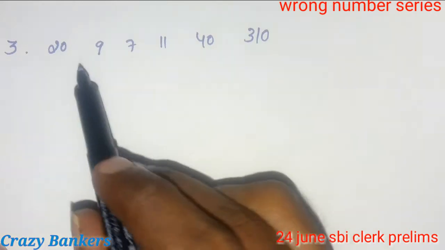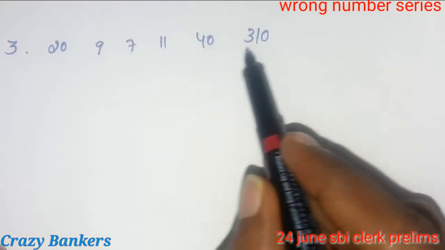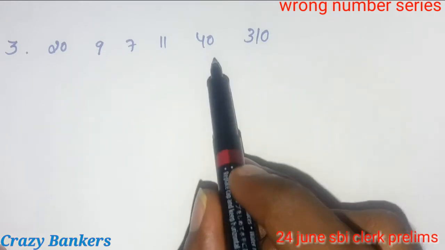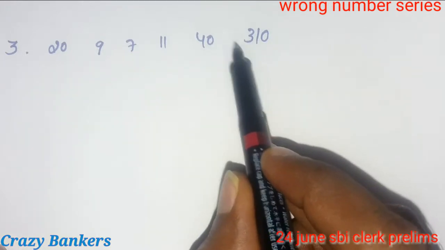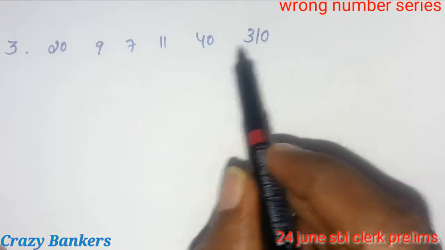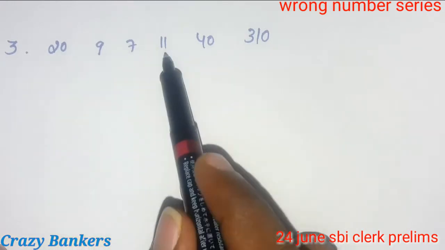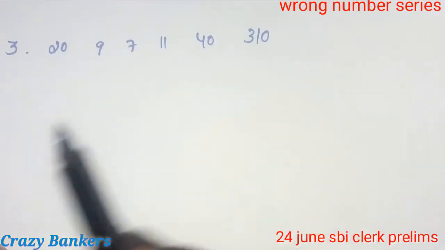Third question: 20, 9, 7, 11, 40, 310. From the last numbers, multiplication is happening. From the first few numbers, the series is decreasing, so there is a subtraction. Let's try it.